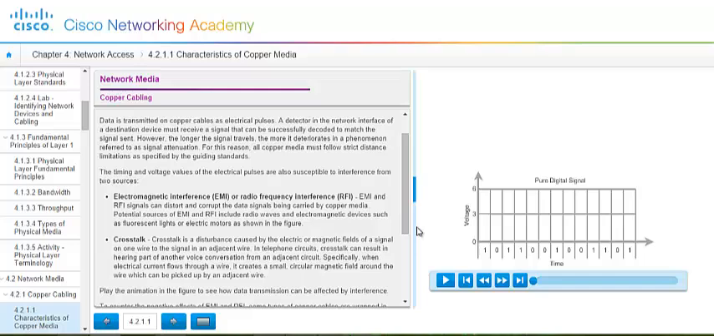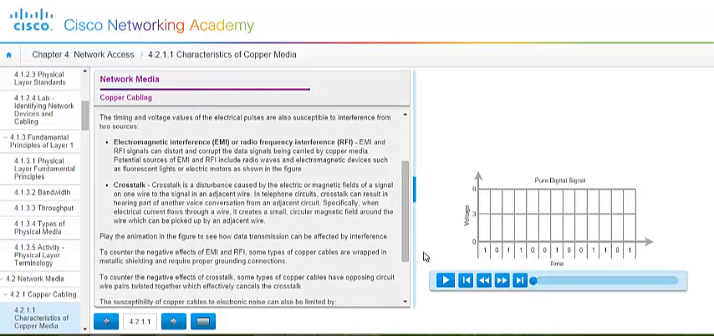Data is transmitted on copper cables as electrical pulses, and a detector on the network interface of the destination device must receive a signal that can be successfully decoded. If the signal is too weak, it may not be able to decode that signal when it comes in. Also, the longer the distance the signal has to travel, the more it deteriorates, a phenomenon referred to as signal attenuation. So for this reason, all copper media must follow strict distance limitations as specified by the guiding standards. Again, we're talking standards again.